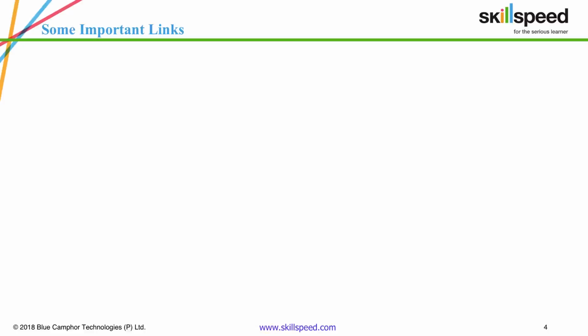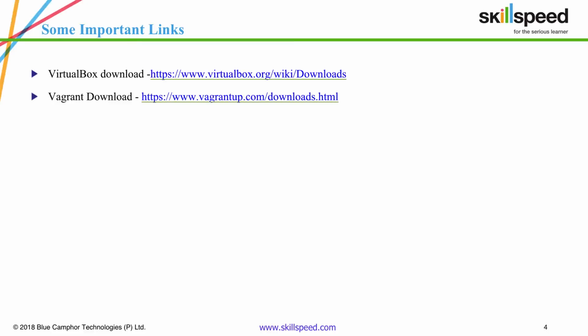So now let's take a look at some of the important links. The first one is the VirtualBox download link, which we saw just a couple of minutes ago. This link you can utilize to download the VirtualBox and download the relevant package as per your operating system. Similarly, the second link is for Vagrant download. So once you click on this link, it will take you to the relevant page from where you can download and install Vagrant.